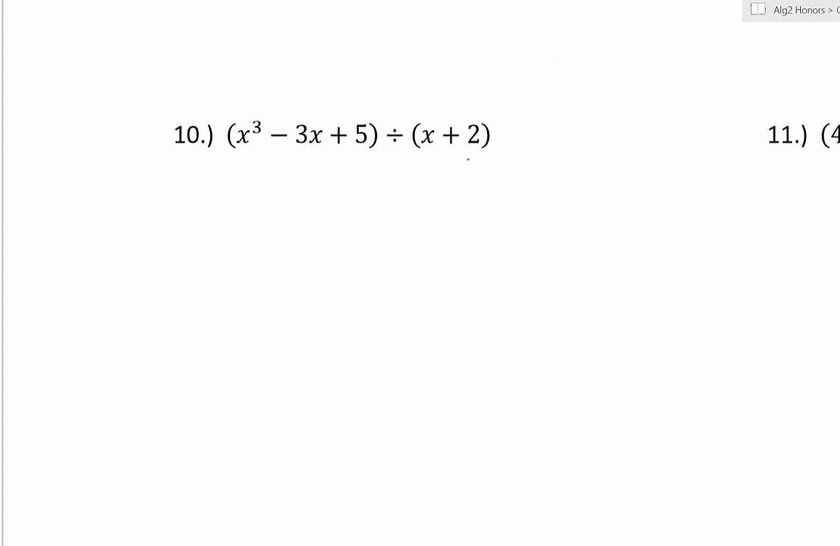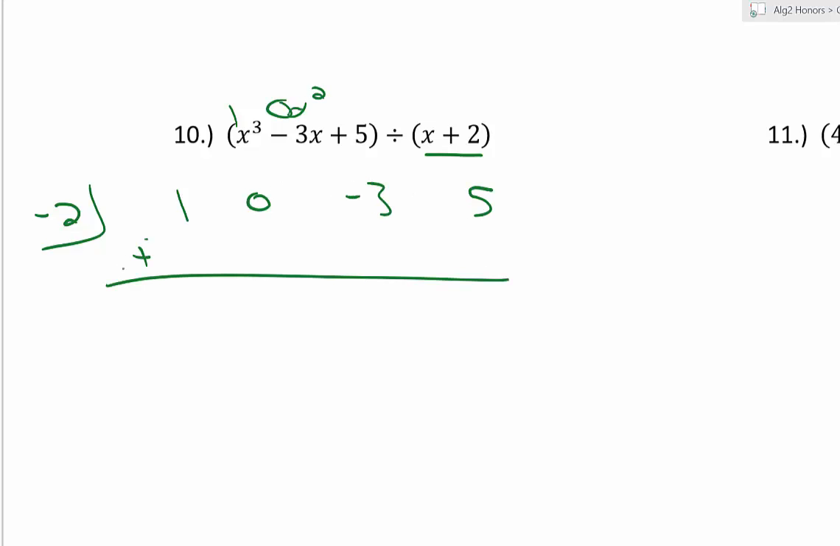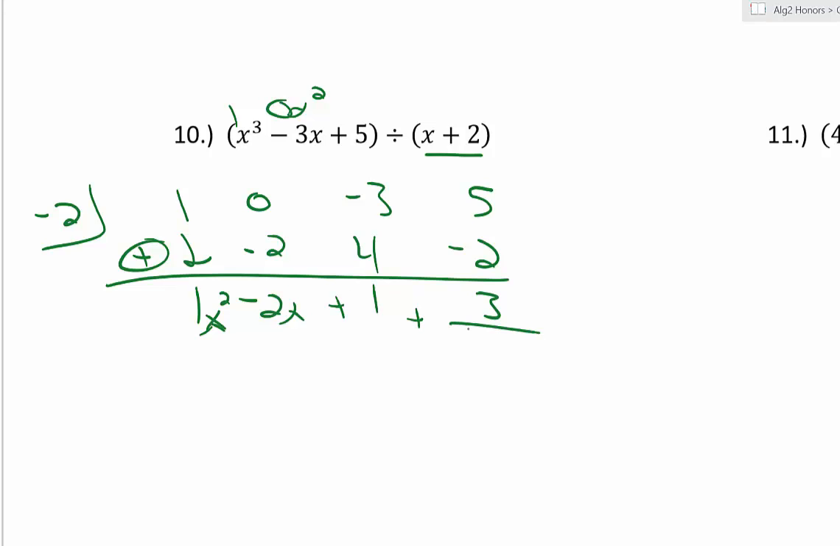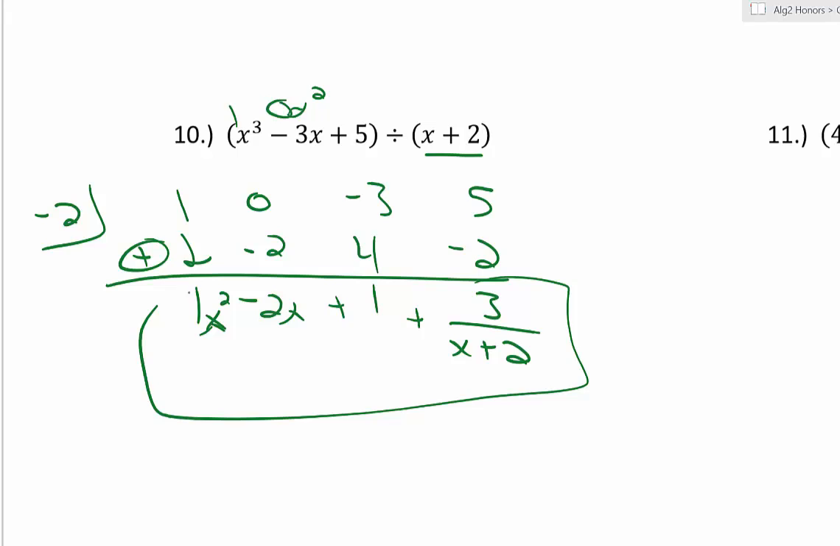Alright, now we're going to get some synthetic division. It is a binomial, so we'll be able to deal with that. We're going to use the solution, so negative 2. I have a coefficient of 1. I have 0x squareds. I have negative 3 and then 5. So I'm going to bring down the first one, negative 2, 4, 1, and we'll get negative 2 to get 3, making my answer 1x squared minus 2x plus 1 with a remainder of 3 over x plus 2 to round out the answer.